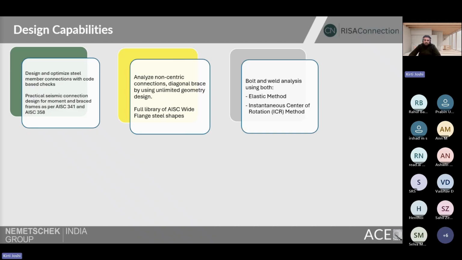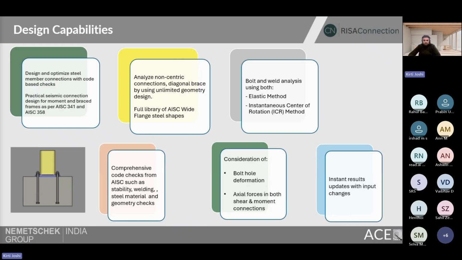Next, it also supports practical seismic connection design for both moment and brace frames, per AISC 341 and AISC 358. That is where the structures are located in a seismic region. Another capability is the analysis of non-concentric and diagonal connections, where bracing members often meet the beam or column at angles, and the force does not act through the centroid. So RISA Connection captures this realistic load transfer rather than assuming idealized conditions.